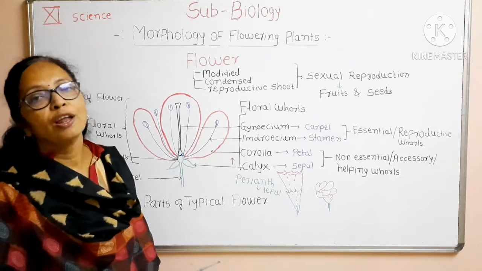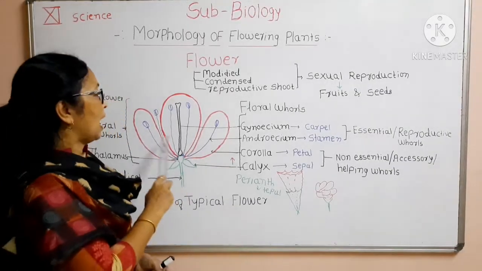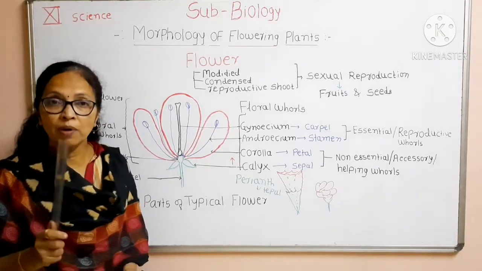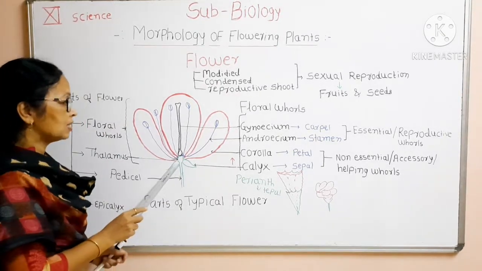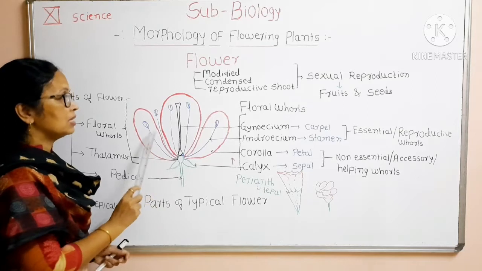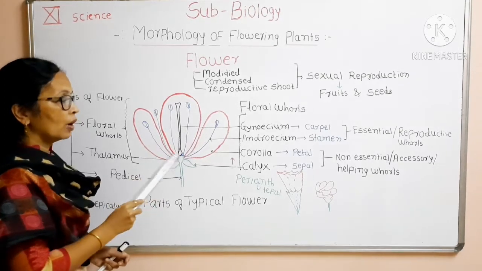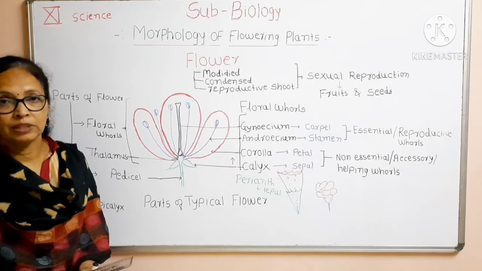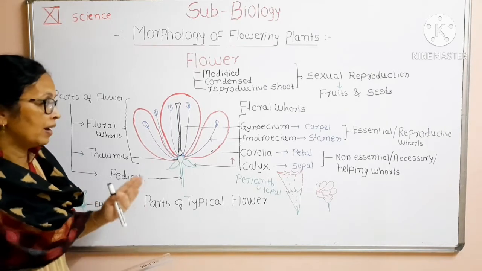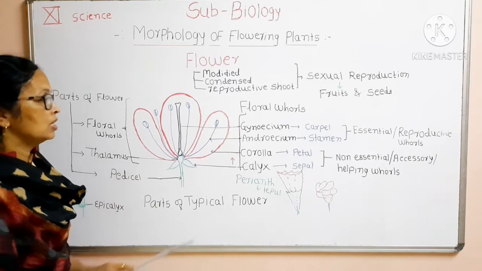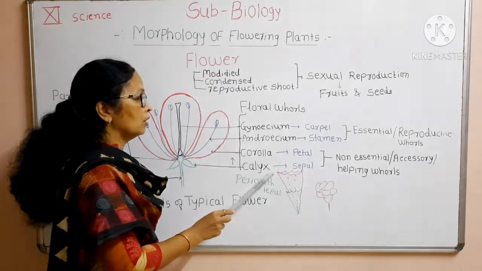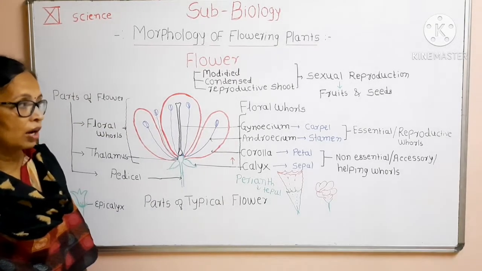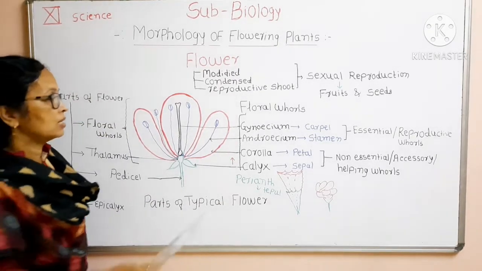In bud condition, they also perform the function of preventing the rate of transpiration. Transpiration means what? Loss of water from the aerial part of the plant body. So in bud condition, only which part is thin? The calyx is thin. Means from the floral leaves, the loss of water is not taking place. Means it prevents the transpiration. So this is the function of the calyx. Another non-essential whorl is the corolla.